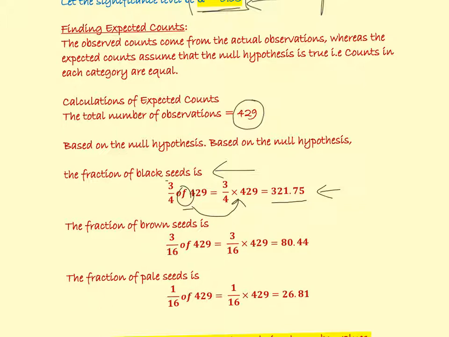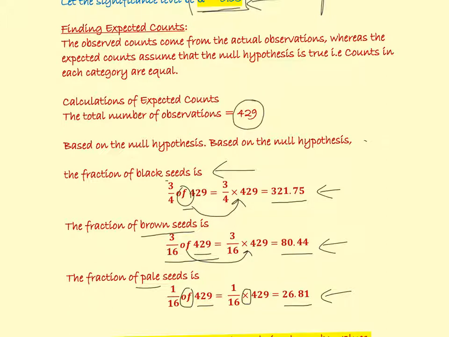Now the fraction of the brown seeds in a total of 429 must be 3/16. So 3/16 of the 429 seeds must be brown. So the "of" again translates to multiplication. 3/16 times 429 equals 80.44. Again, leave it as a decimal. 1/16 of the total seeds must be pale. Again, 1/16 times 429 is 26.81, and that would be the expected count of pale seeds.